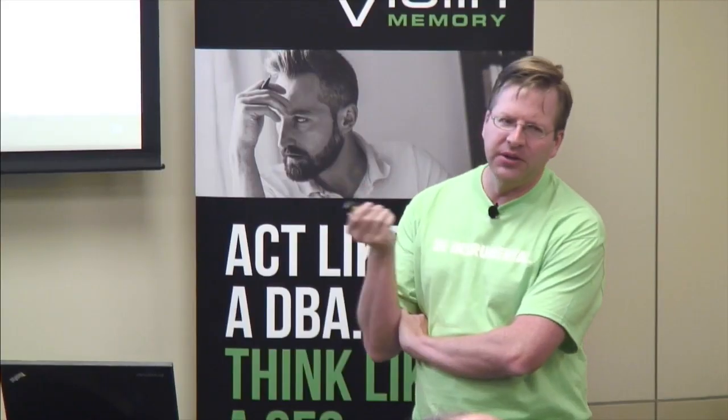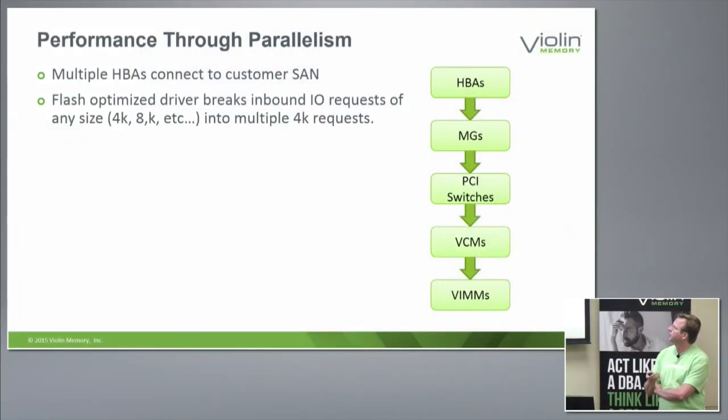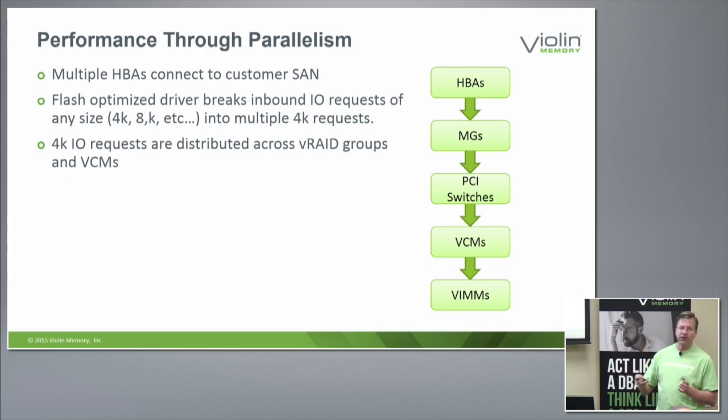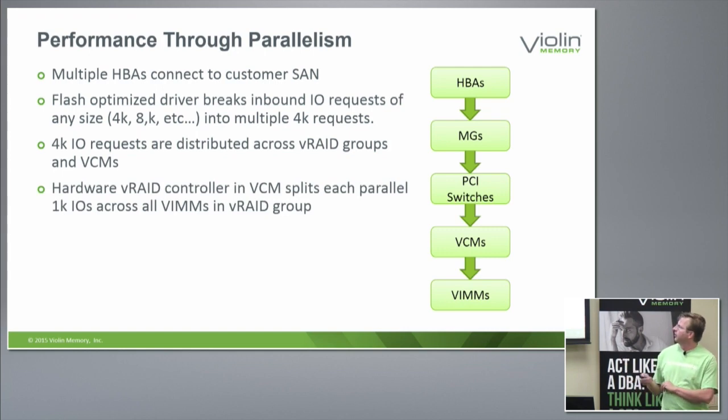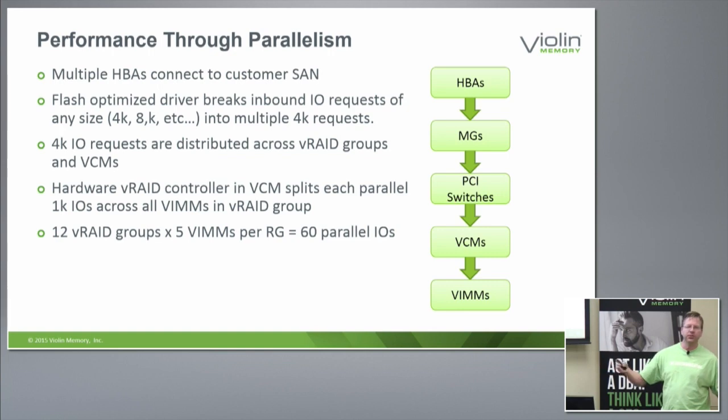Just talking about the parallelism here, I want to walk through the data paths quickly. We have multiple HBAs connected to the SAN via the different protocols we mentioned. If we get larger than 4K inbound requests, we pass them down as flash-optimized 4K requests from the MGs through the switches to the VCMs. The VCM then splits these into a number of 1K requests at the VIM level. When you take the 12 RAID groups with 5 VIMs within each, we're doing 60 parallel IOs at any given time.